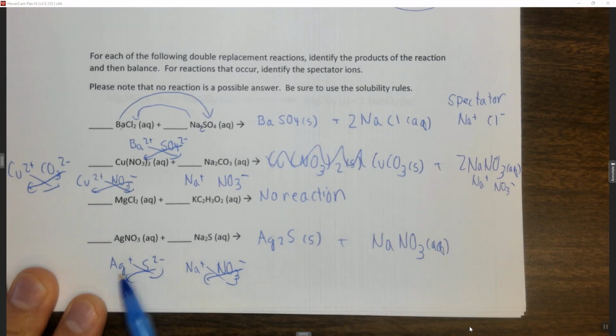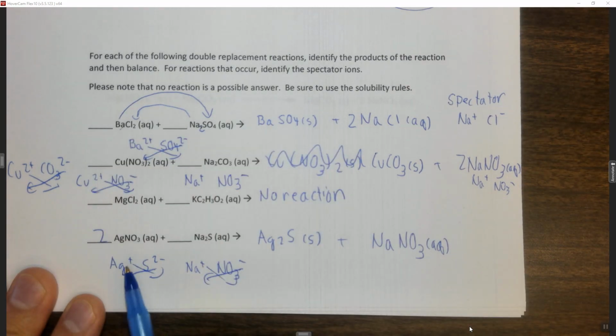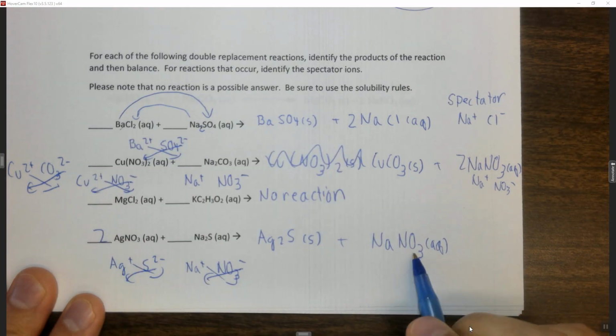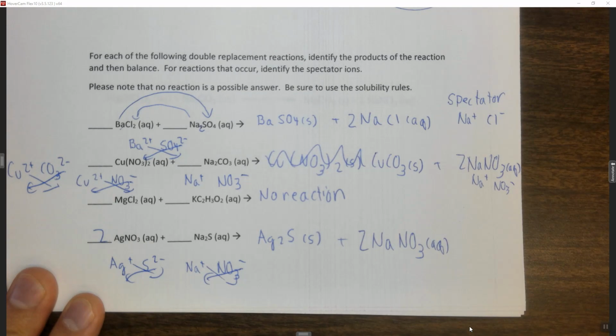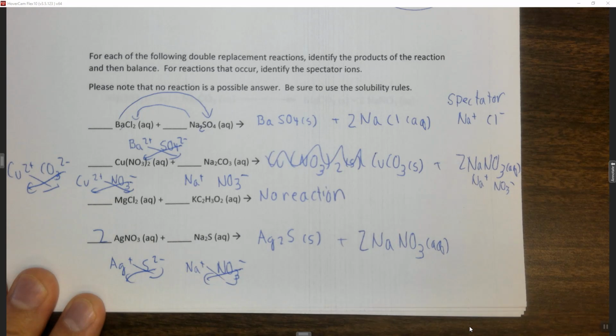Now we need to balance. If we look, 1 silver, 2 silvers. So I want to put a 2 there. We have 2 nitrates. We only have 1 nitrate over here, so I want to put a 2 there. 2 sodiums. Now we have 2 sodiums, 1 sulfide, 1 sulfide. So putting a 2 there and a 2 there is balancing.